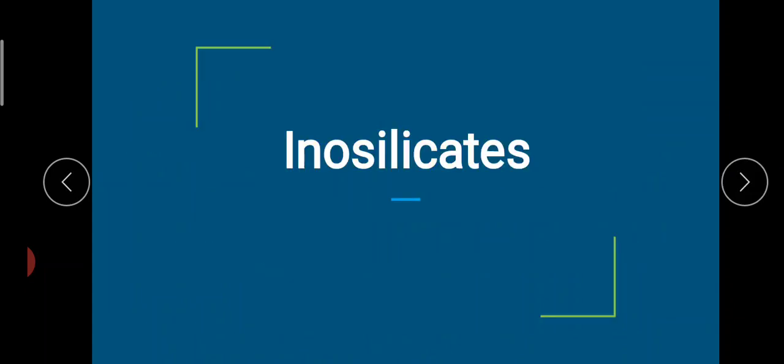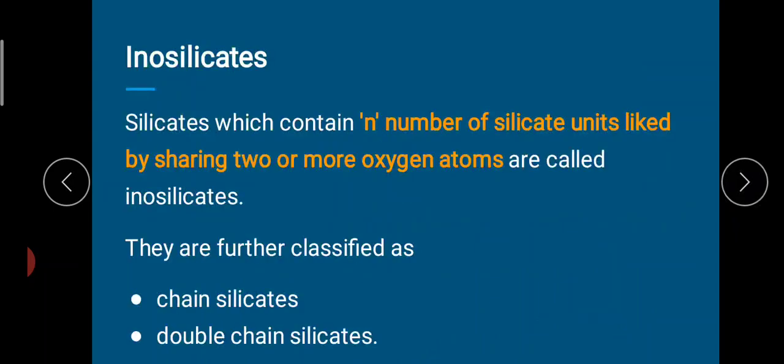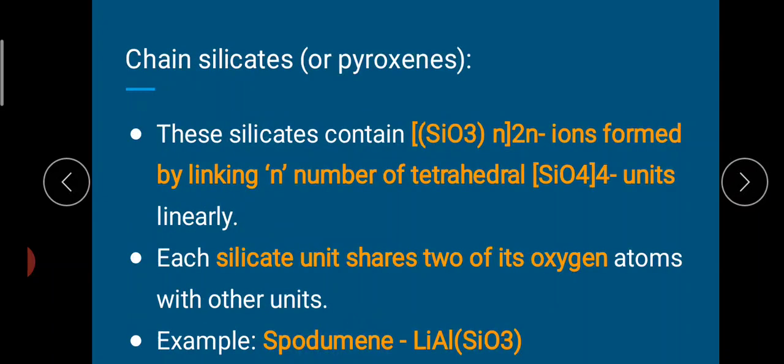Now we are going to continue with the next type, which is inosilicates. Inosilicates is a collective name, and we have two types here, chain silicates and double chain silicates. These silicates contain n number of silicate units sharing 2 or more oxygen atoms, and we call them inosilicates. First we are seeing chain silicates or pyroxenes.